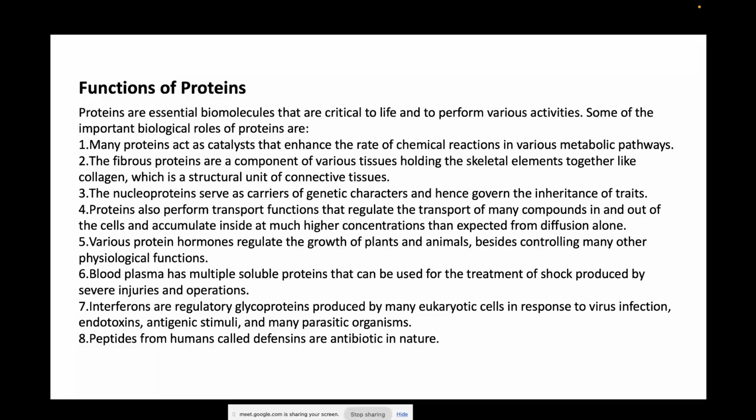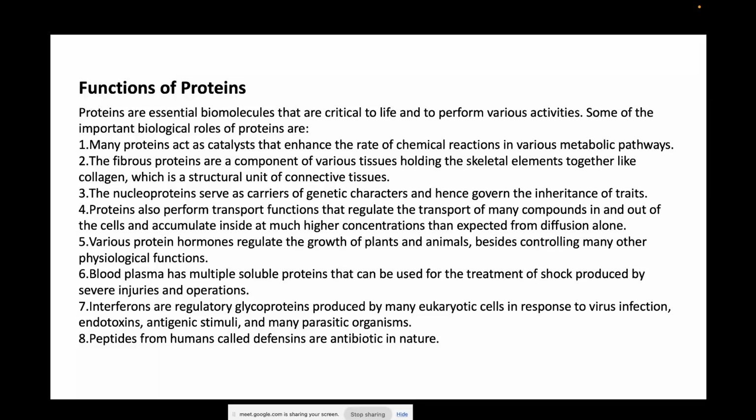They act as catalysts that enhance the rate of chemical reactions in various pathways, not only metabolic. Here it is written metabolic, but it can be other pathways as well. The fibrous proteins are components of various tissues holding skeletal elements together, such as collagen, which is a structural subunit of connective tissue. As I was talking about, movement functions are dependent on fibrous proteins like these.